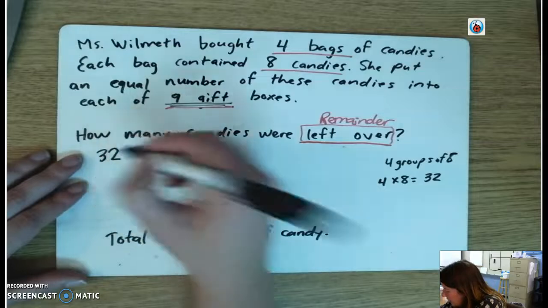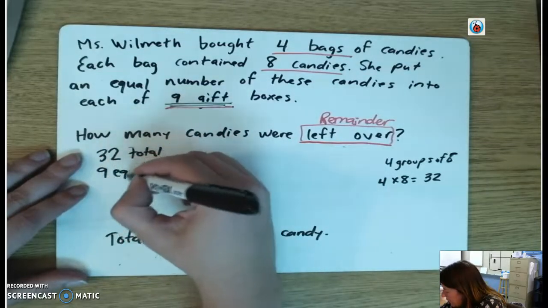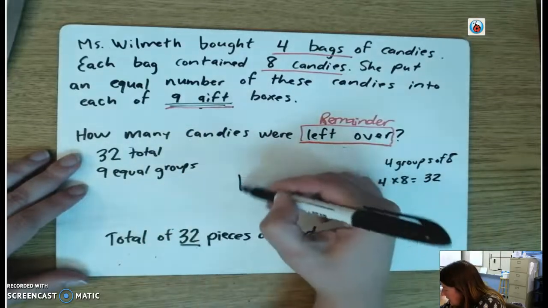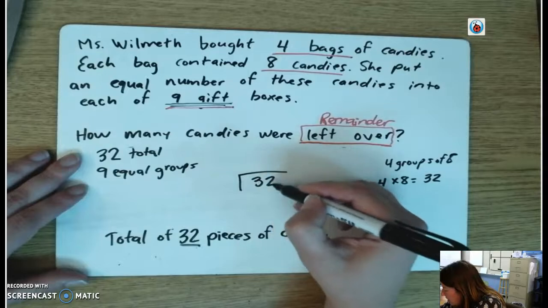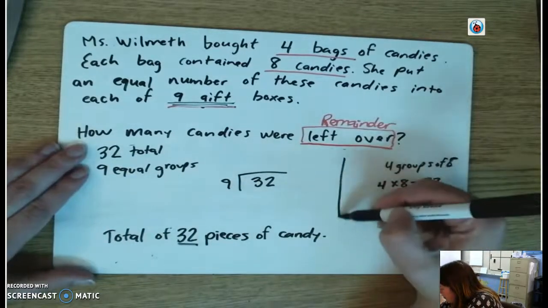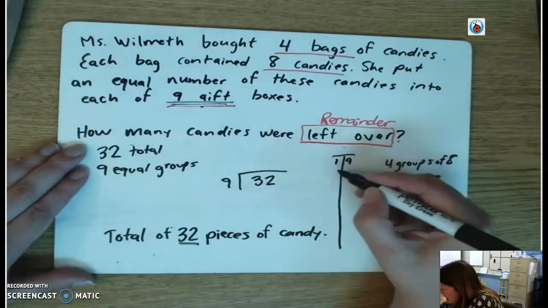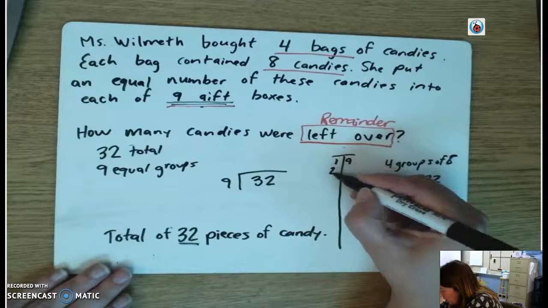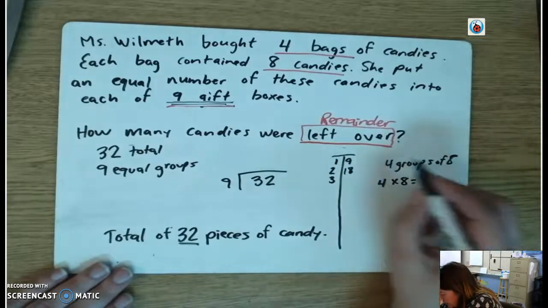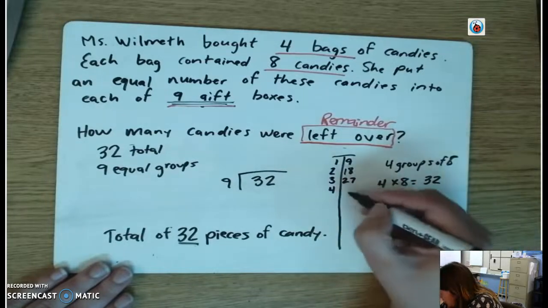So I have 32 total pieces. I need 9 equal groups. I'm trying to figure out how much is going to be in each group. So that's a division problem. So let's do 32 divided by 9. Well, we need to list off our multiplication facts of 9s. So 1 would be 9, right? 2 groups would be 18. 3 groups would be 27. 4 groups would be 36.